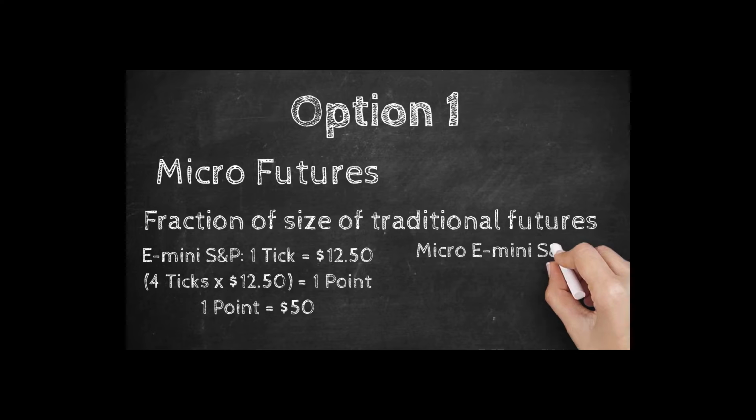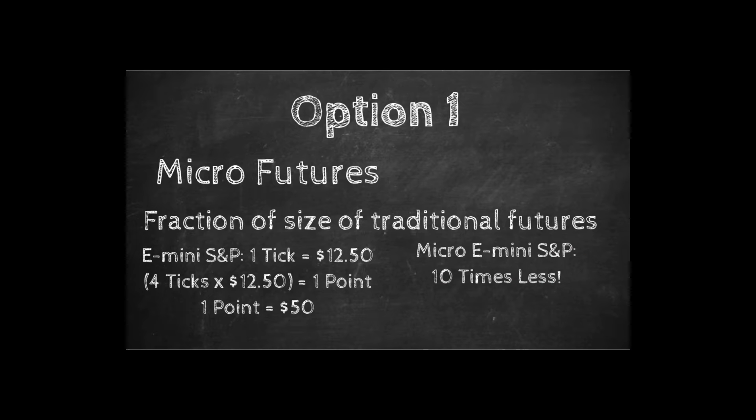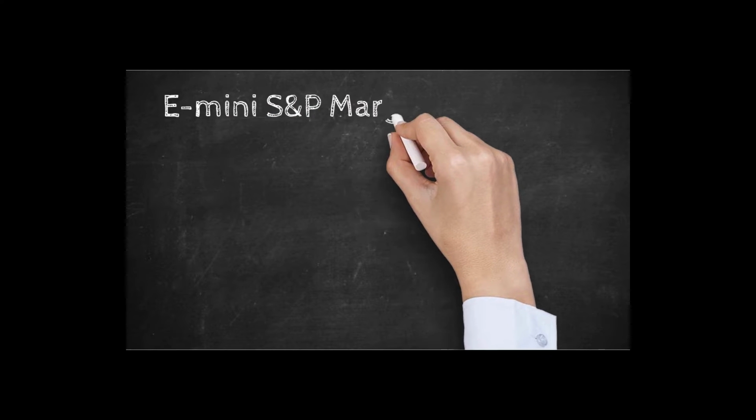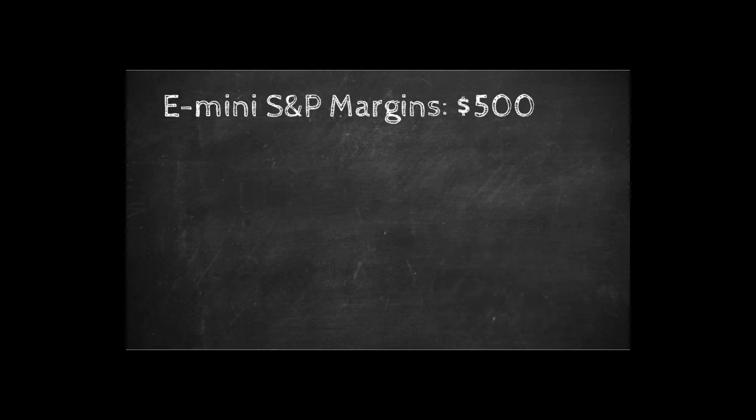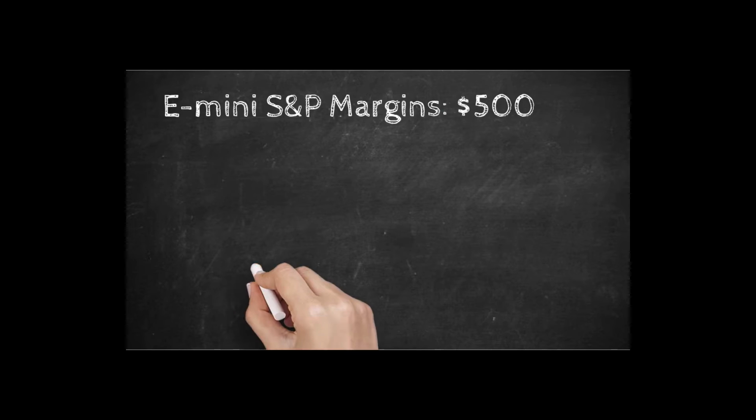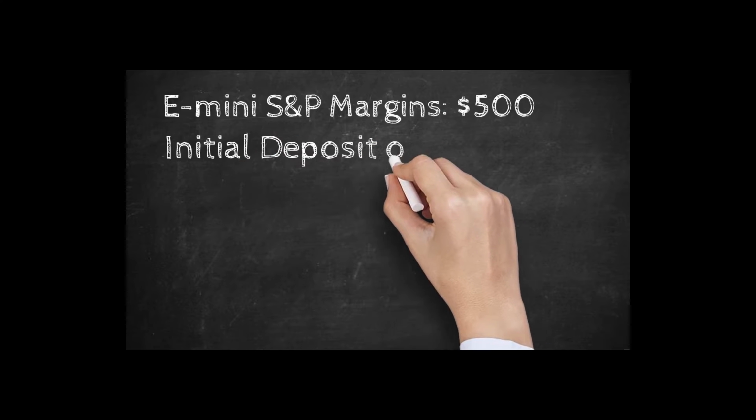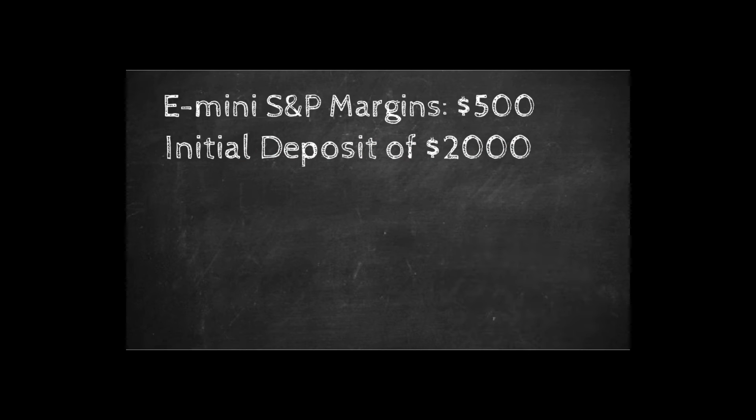But micro futures are valued 10 times less. That means every tick is worth only $1.25, which makes every point $5. Furthermore, the margins are much lower to open and keep your account open. Depending on the broker, margins for the traditional E-mini S&P are about $500. And to realistically trade that account, you'll need an initial deposit of at least $2,000. Probably more if you want some wiggle room. I'm just giving you the bare minimum.